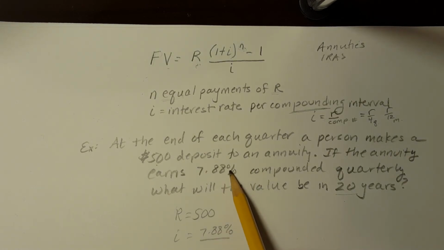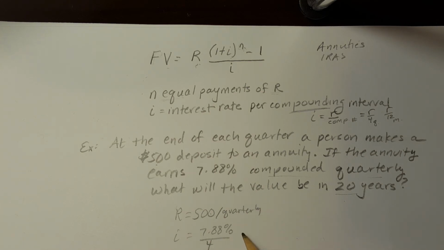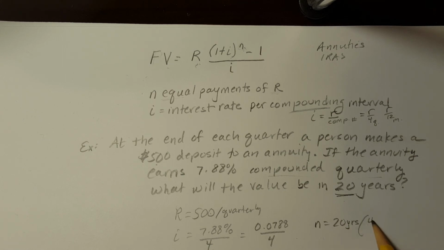But we have to divide that quarterly. So this is made quarterly, and the interest is quarterly. So that's important that these two have to match in time frame. So this is 0.0788 over 4. And we are going to do it for 20 years, and it's quarterly. So N is going to equal 20 years times 4 per year is 80 deposits.